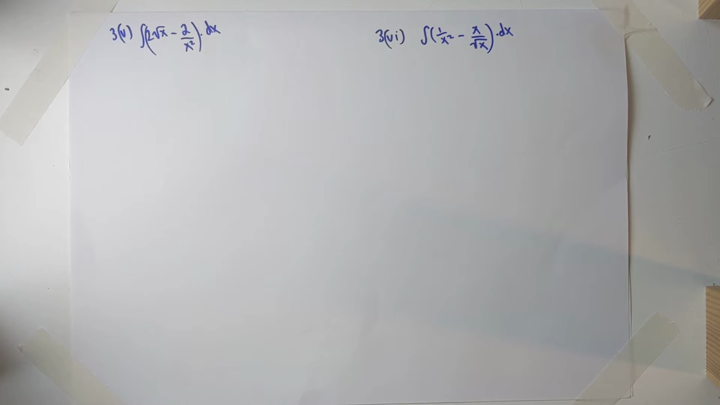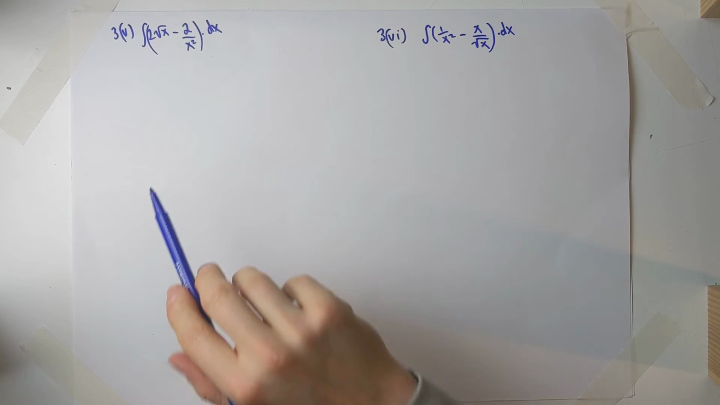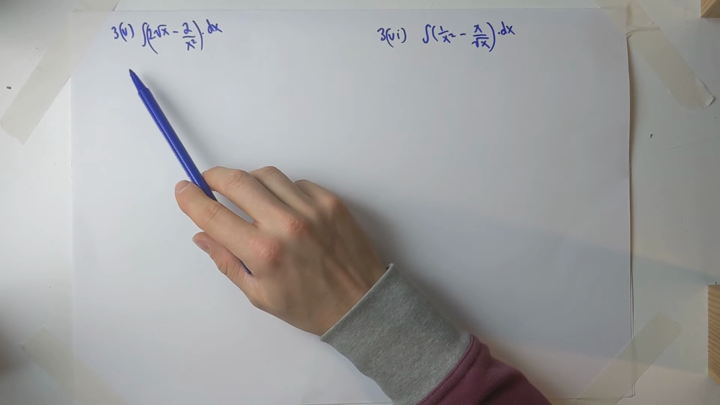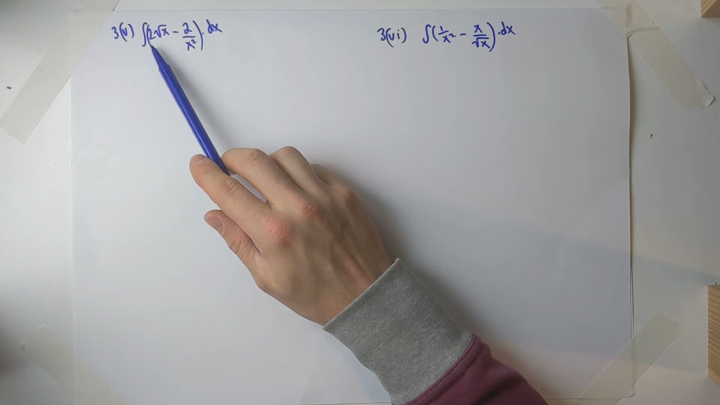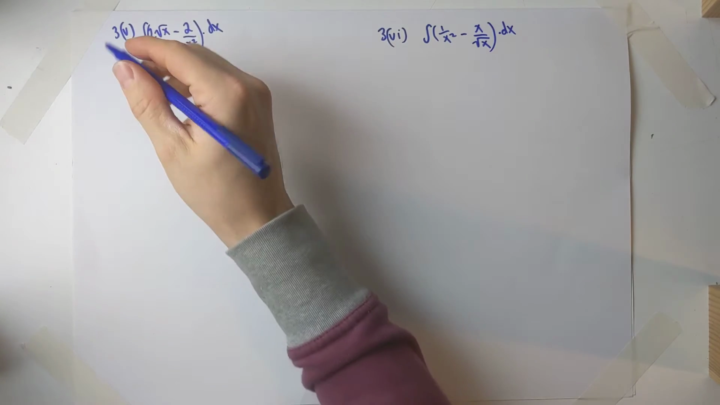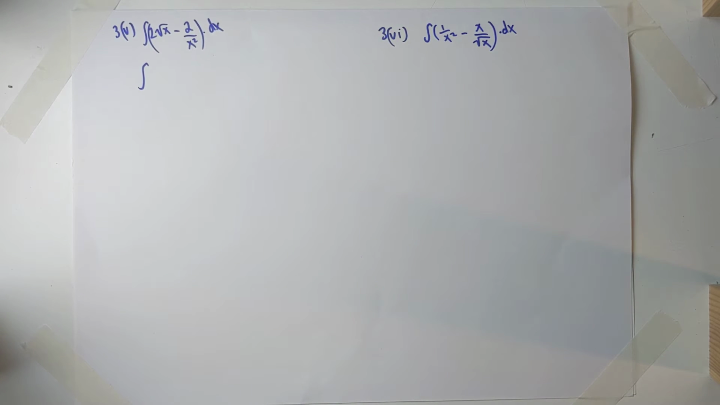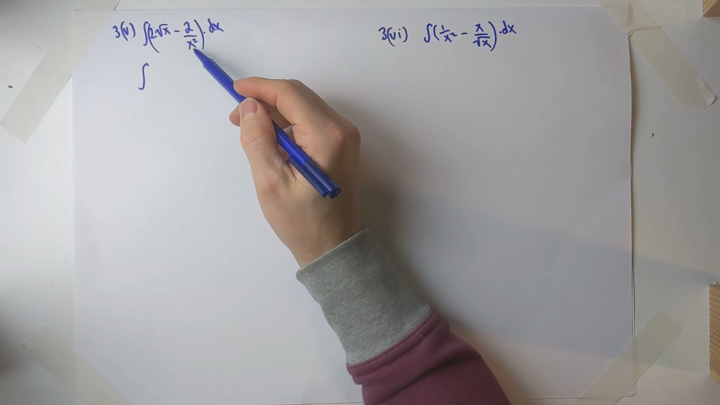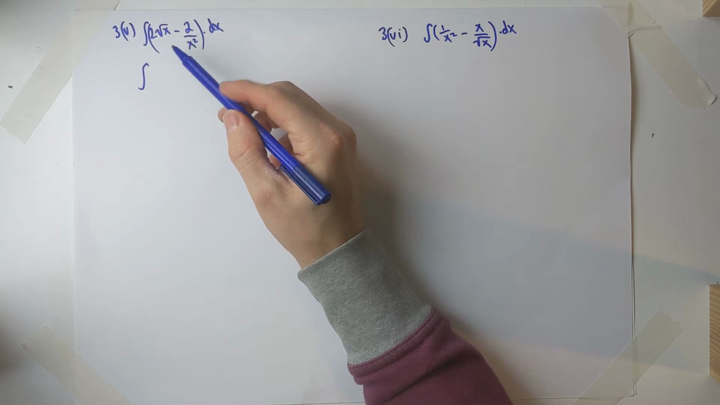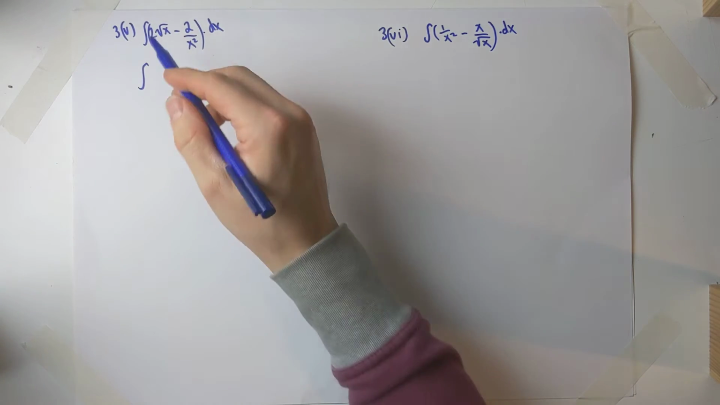Okay, so just going to look at the last two parts of question 3 tonight's homework. So the first one, you're asked to integrate 2 the square root of x minus 2 over x squared. Now, first thing you got to do is rewrite this so it doesn't have these surds, rewrite it so that it's just in like a linear format.